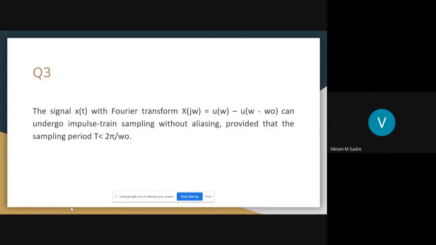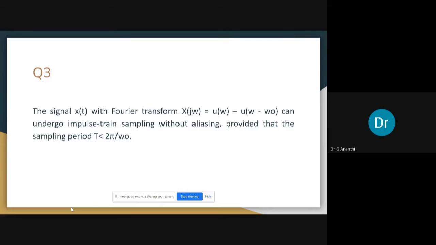Yes, sir. The signal x of t with the Fourier transform X of j omega equal to u of omega minus u of omega minus omega naught, that is a unit step signal, can undergo impulse train sampling without aliasing, provided that the sampling period T is less than 2 pi by omega naught. And we know that u of omega is this one.